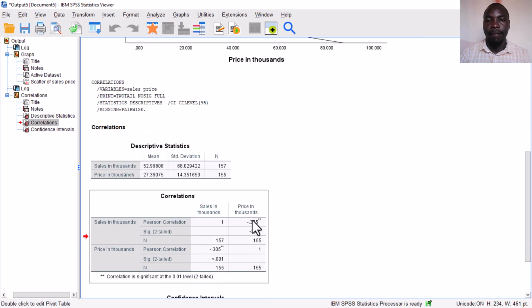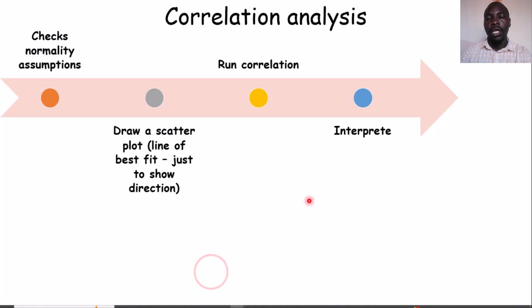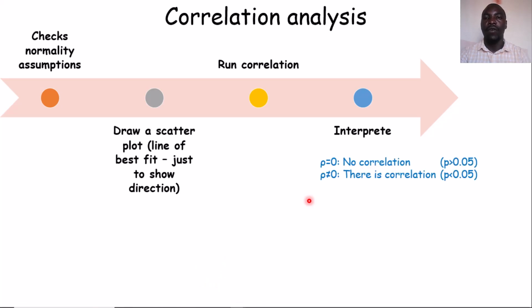So that's the negative we are looking at here, which shows the strength of the association. It is 0.305, and the direction is negative. The other question is: is this value that we are seeing, this correlation coefficient, statistically different from 0? During the interpretation of your results, these are the hypotheses that you're looking at.